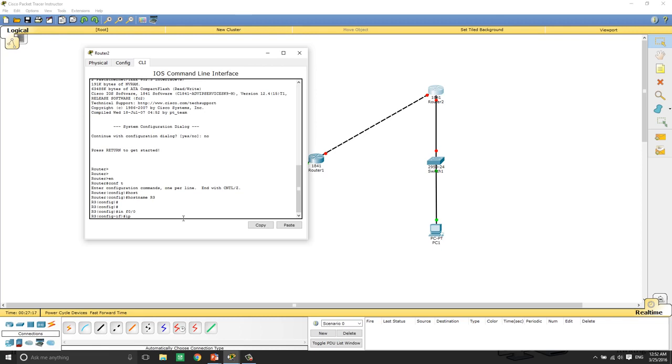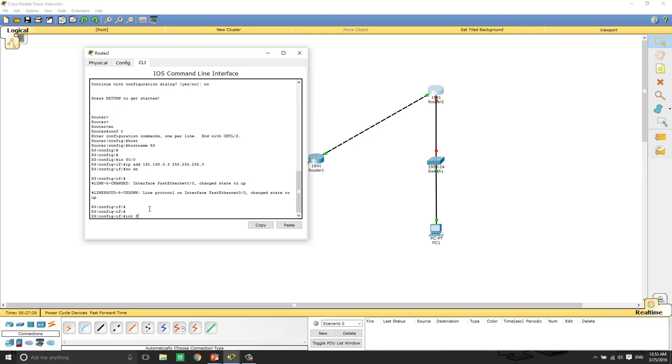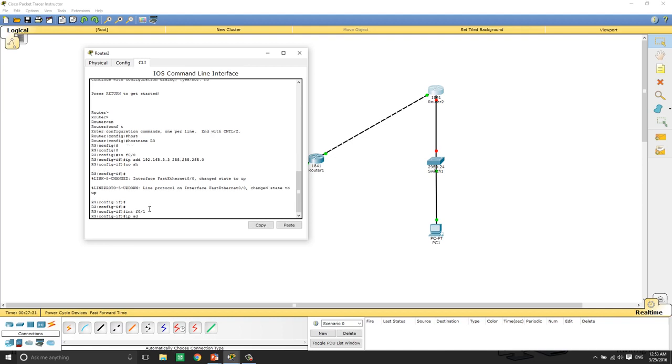IP address 192.168.3.3, 255.255.255.0, no shut. And you see both of them are up. I'm going to go to the next interface, that is interface F0/1, IP address 192.168.4.3 because it's the fourth network, and the router is 3. Right, this is just convention.